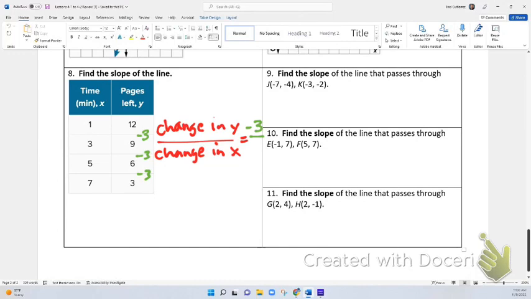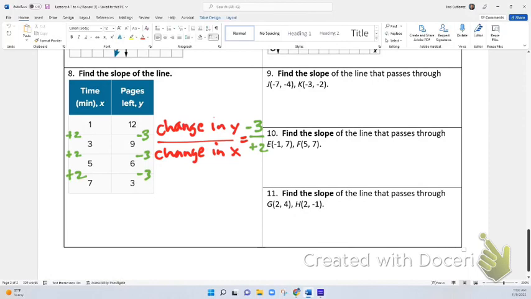And then we take a look at what's happening to my x's. So I go from 1 to 3, from 3 to 5, from 5 to 7. So how do I go from 1 to 3, guys? Add 2, which means this one's adding 2, which means this one's adding 2. So over here I put plus 2.